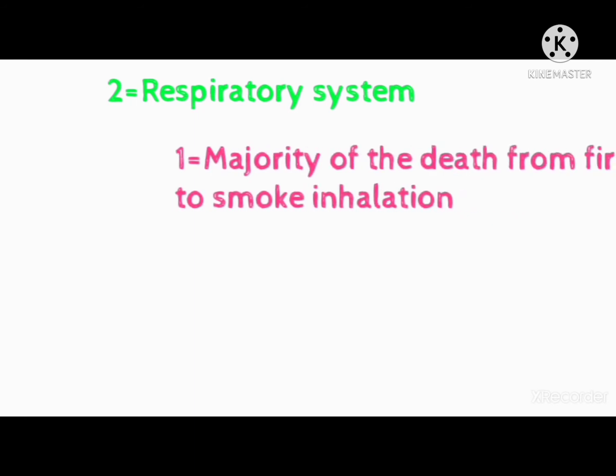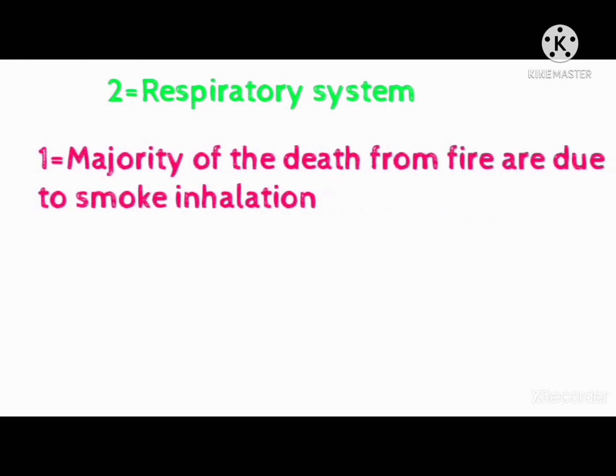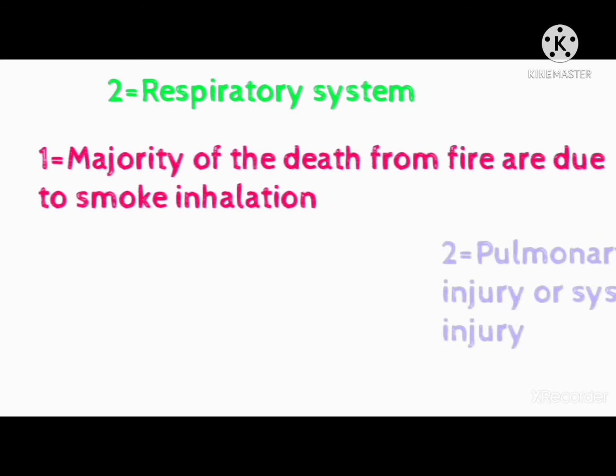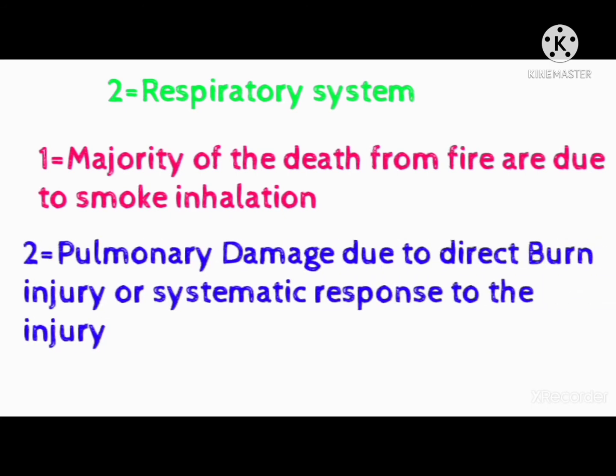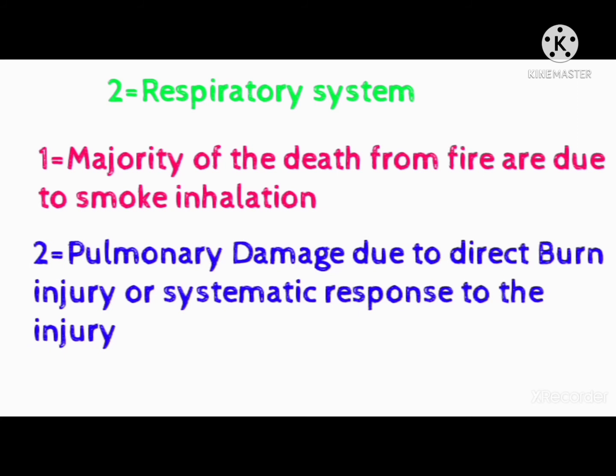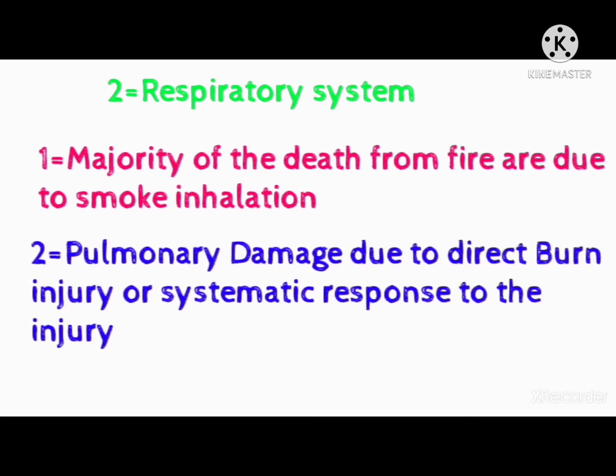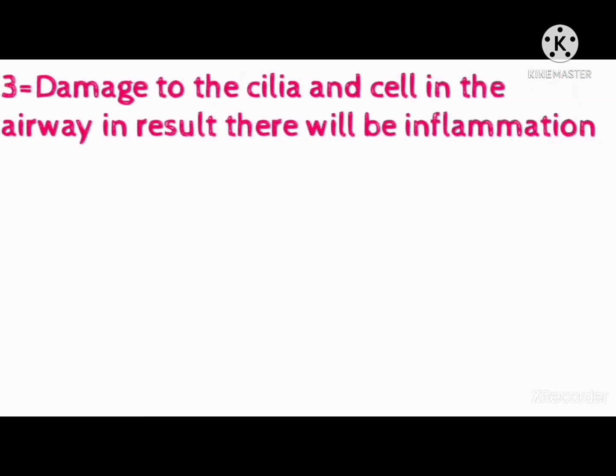Now come to the second system, which is the respiratory system. In the respiratory system, number 1, the majority of deaths from fire are due to smoke inhalation. Due to smoke inhalation, the majority of deaths occur. Now, second is the pulmonary damage due to direct burn injury or systematic response to injury. The third is the damage to the cilia and cells in the airway.